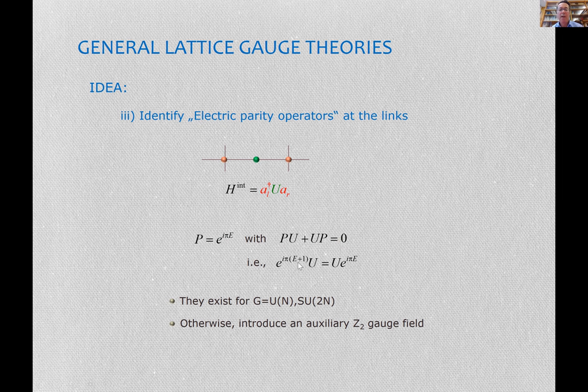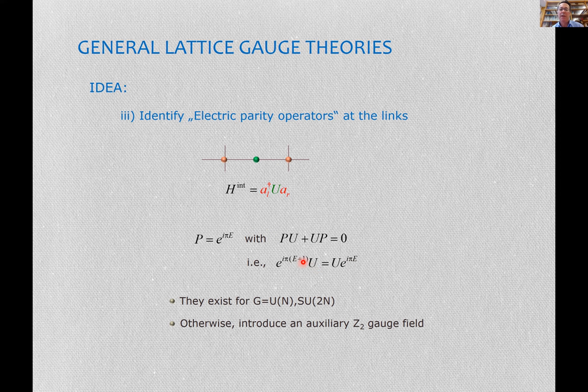In this language, any idempotent operator can be written as e to the i pi times some operator E. If I write it in this language, it means that U times e to the i pi E is equal to e to the i pi (E plus 1) times U. So this plus 1 gives the minus sign from the anti-commutator. That's the condition that we ask.